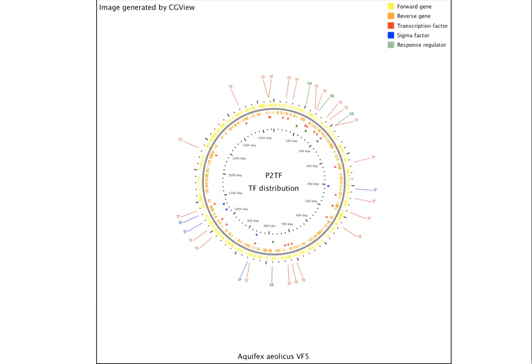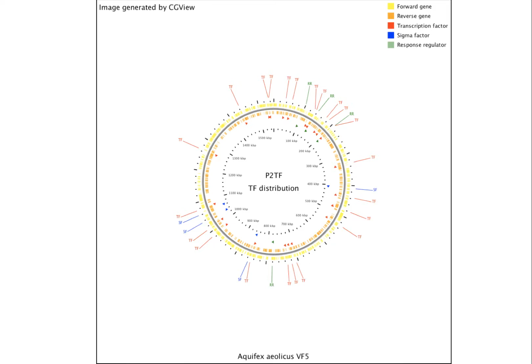This is a diagram of the Aquifex aeolicus genome. On the circle, you can see in orange, those are genes that are on one of the two strands of the DNA, and the yellow on the outside, those are genes on the other strand of the DNA. The red arrows inside, those are the tRNA genes, and then the blue arrows inside of that, those are the ribosomal RNA genes. So you can see they're all pretty much separated.